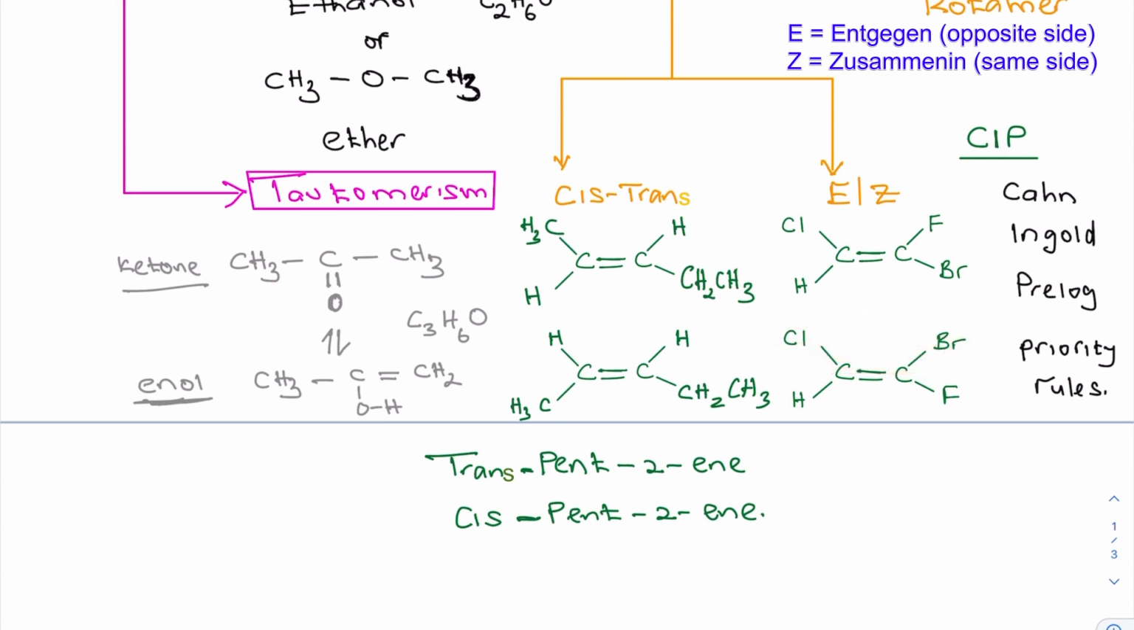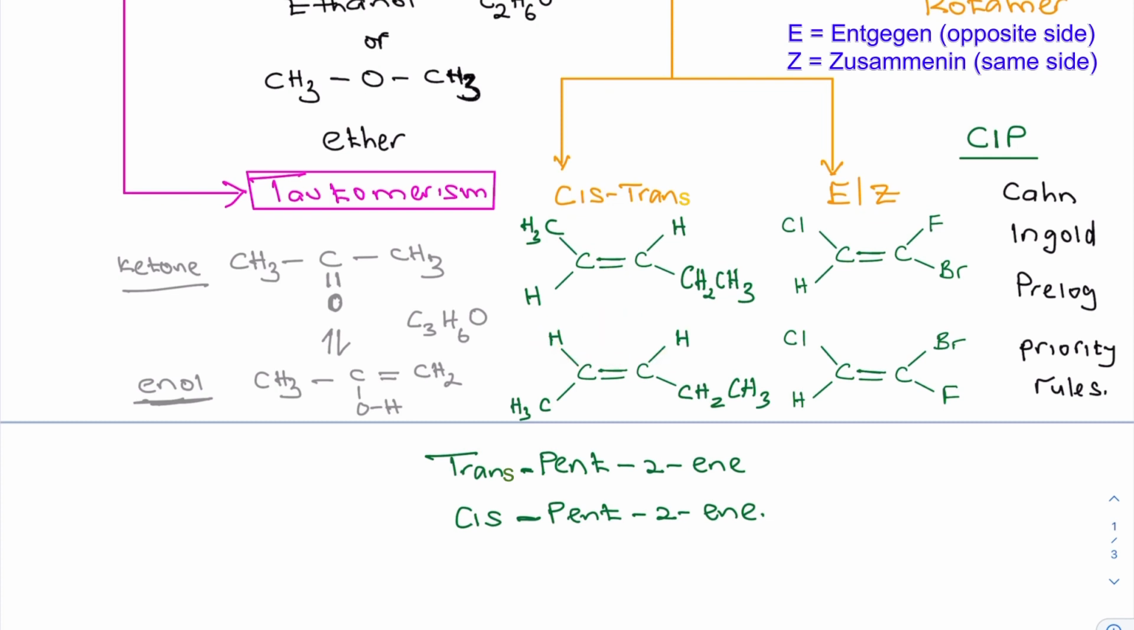We can use EZ isomer for this structure too, but cis and trans is more appropriate because hydrogen has a low priority and carbon has a higher priority. So this will be priority number 1 and that's 2. And this is 2 non-priority and that's 1. This will be trans or E isomer and this will be Z or cis isomer.